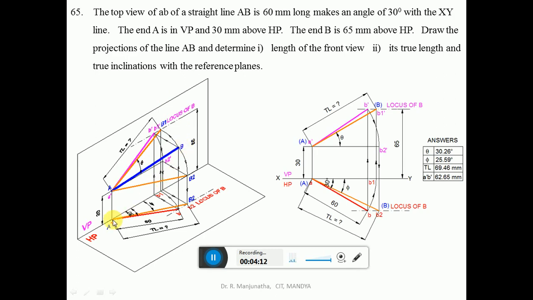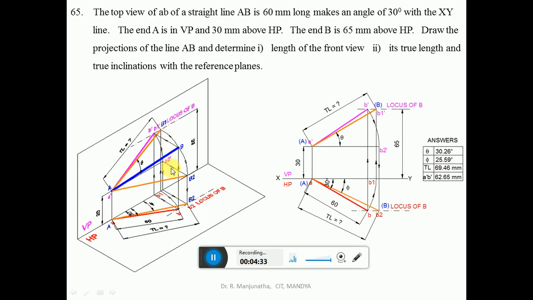So you take the top view point AB, which is rotated such that A is in VP, so B1 is also in VP. So AB1 is the line which is parallel to VP. So we are getting the true length in VP. We are projecting this so that you are going to get A dash B1 dash, which will be the true length in the vertical plane.